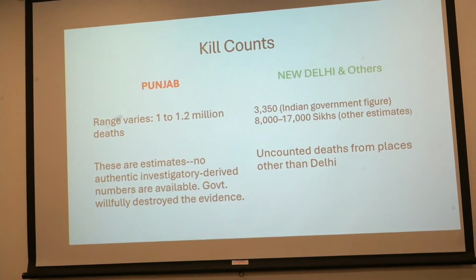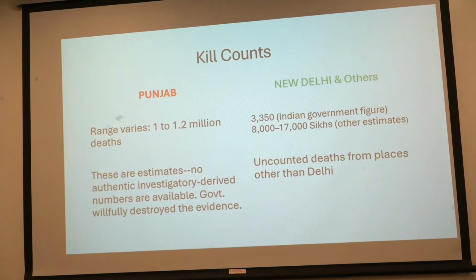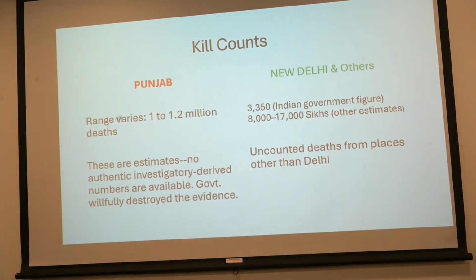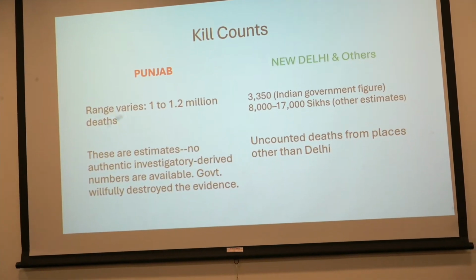What was the total population in Punjab, so that I have a sense of the proportion of 1.2 million? Even at that time, Punjab was about 60% Sikh. The total is 30 million now, and at that time maybe 25 or 20 million. That's still a lot of people.